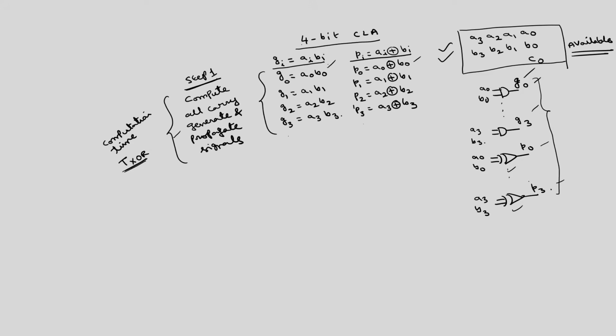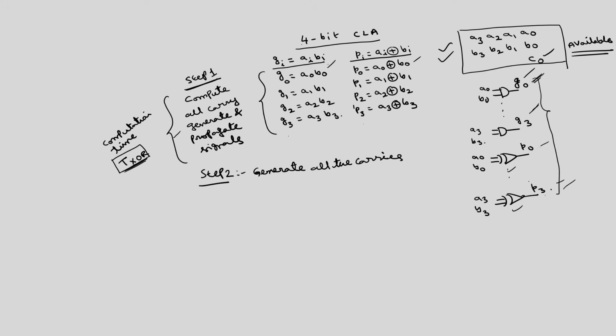Without generating the P's, I cannot generate all the carries, so I have to wait up to T XOR. In the second step, we are going to use all the G's and P's. Even though you generate the G's a little faster than the P's, you have to wait until the P's are generated. So, after a time of T XOR, all the P's and G's will be generated. Now, we will proceed to the second step, generating all the carries. What are the inputs for this carry generator? We have G's and P's, and we also have C0.